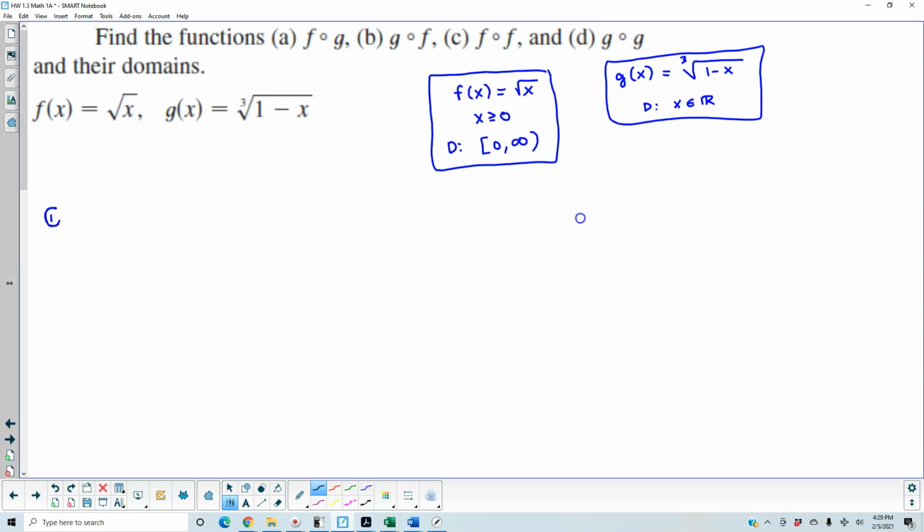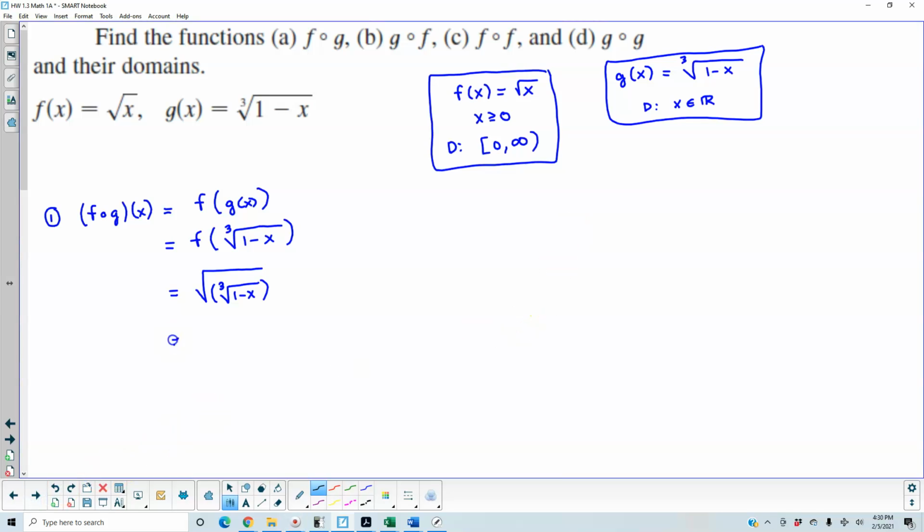So now let's go ahead and find f composite g of x, and the definition states that it becomes f of g of x, where g of x becomes the input on f. So g of x is equal to the cube root of 1 minus x, and so now that becomes the input on f. So we're going to plug in the cube root of 1 minus x.